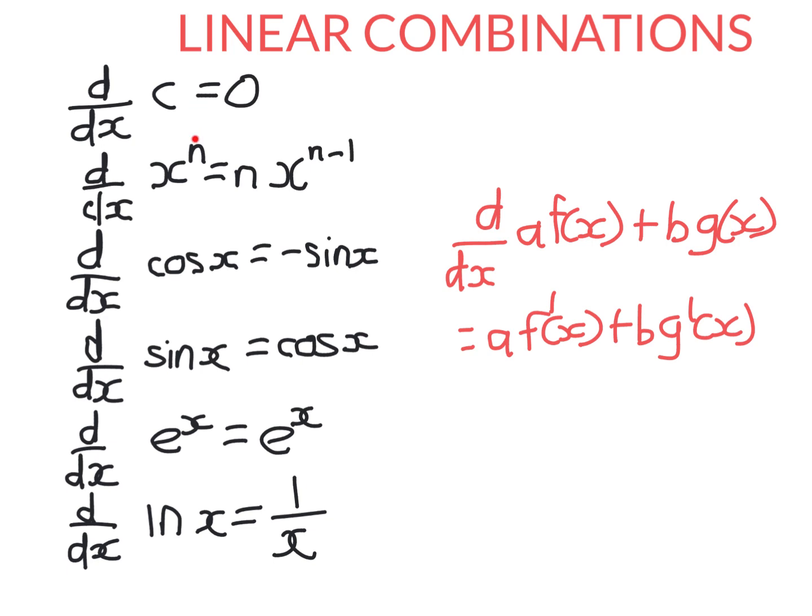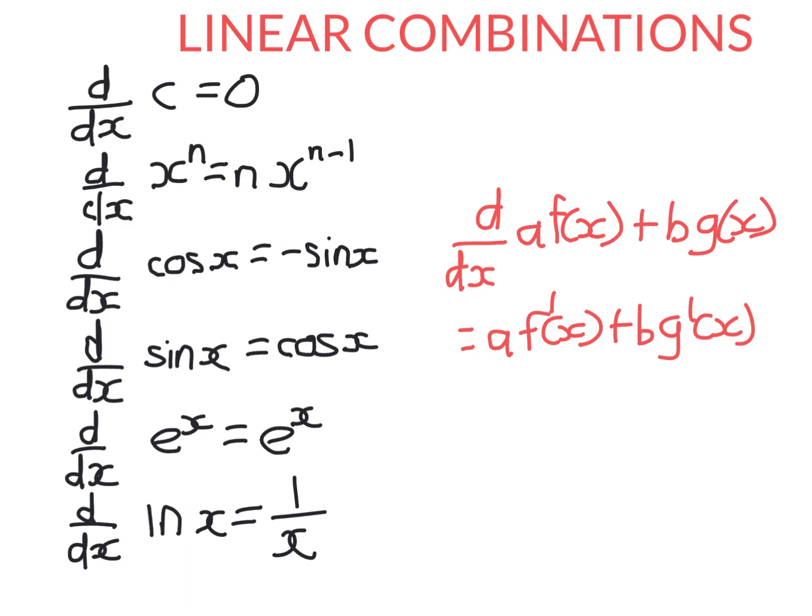So instead, we're going to use these rules here for differentiation. So this first one says the derivative of a constant is 0. If you want to differentiate a power of x, you just move the power to the front, decrease the power by 1. Derivative of cos is negative sin, derivative of sin is cos. We already saw the derivative of e to the x is itself, and the derivative of the natural log of x is 1 over x.